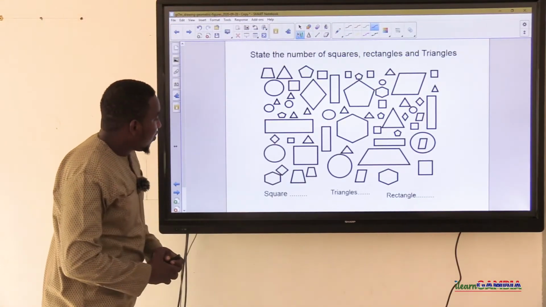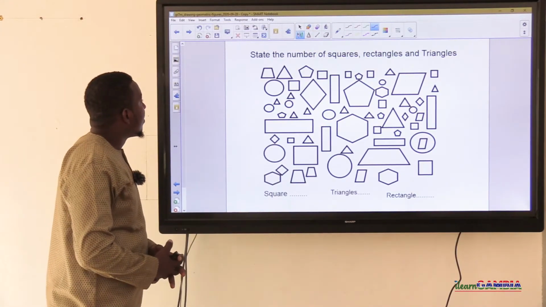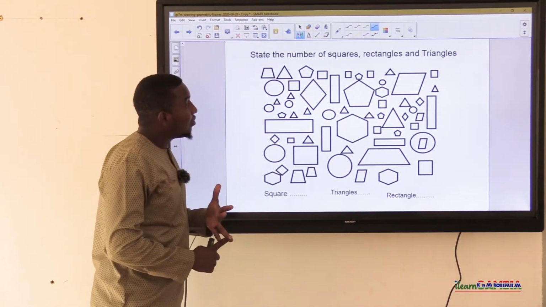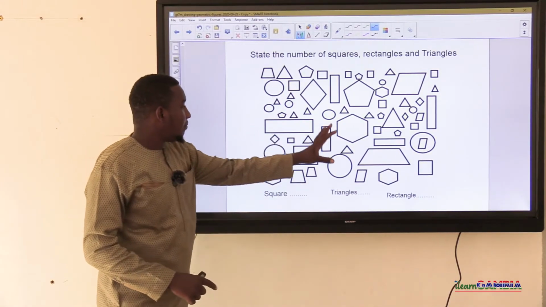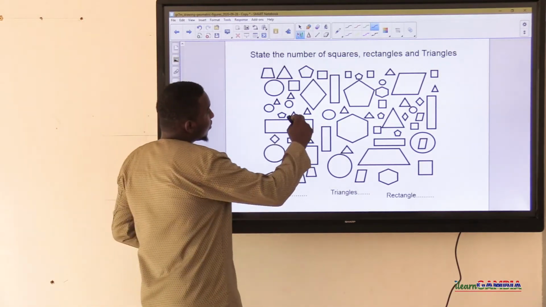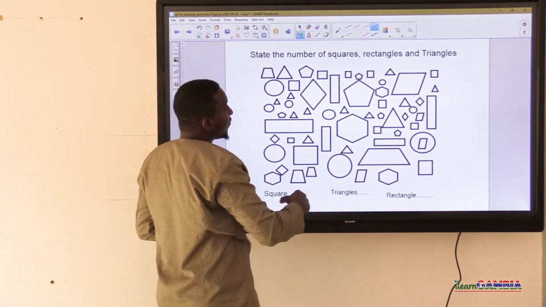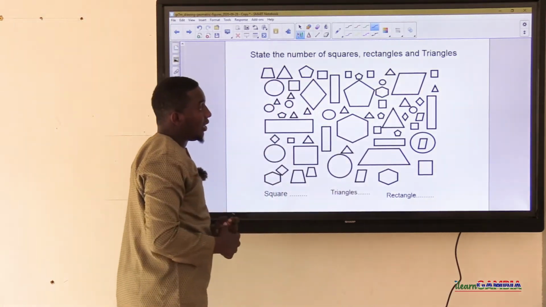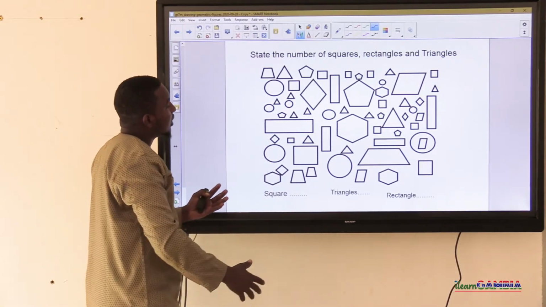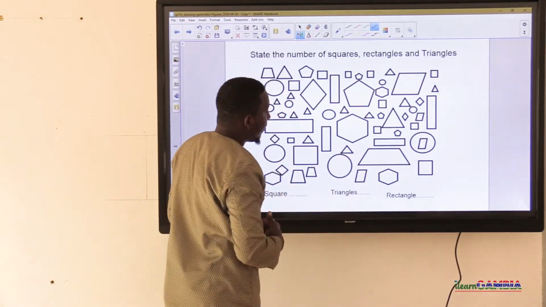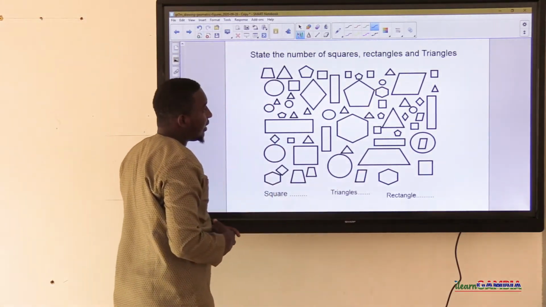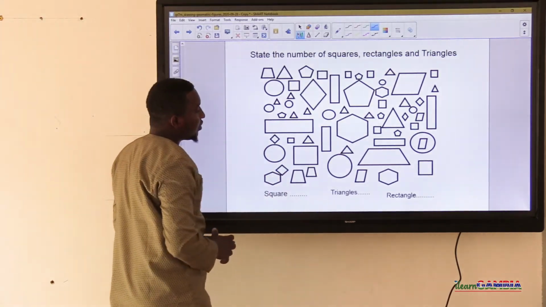All right, we now look at this other question. It reads, state the number of squares, rectangles, and triangles that we have in this set of figures. We've talked about squares, we've talked about rectangles, and we've also talked about triangles. So we want to spot out how many squares we have in this set of shapes. We want to also find out how many rectangles are there and also how many triangles are there.